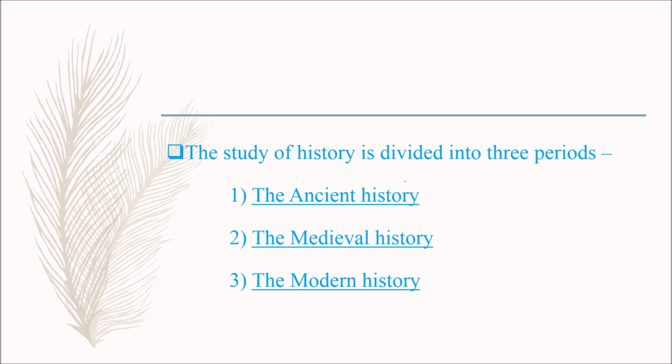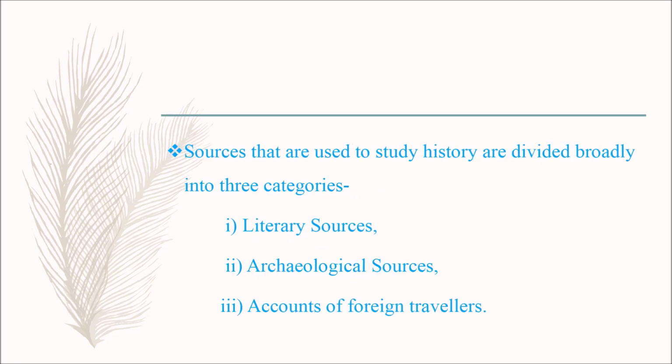Ancient means earliest. Medieval means Middle Ages. Modern means relating to the present or recent times. Sources that are used to study history are divided broadly into 3 categories. The first one is literary sources, second one is archaeological sources, and the third one is accounts of foreign travelers.